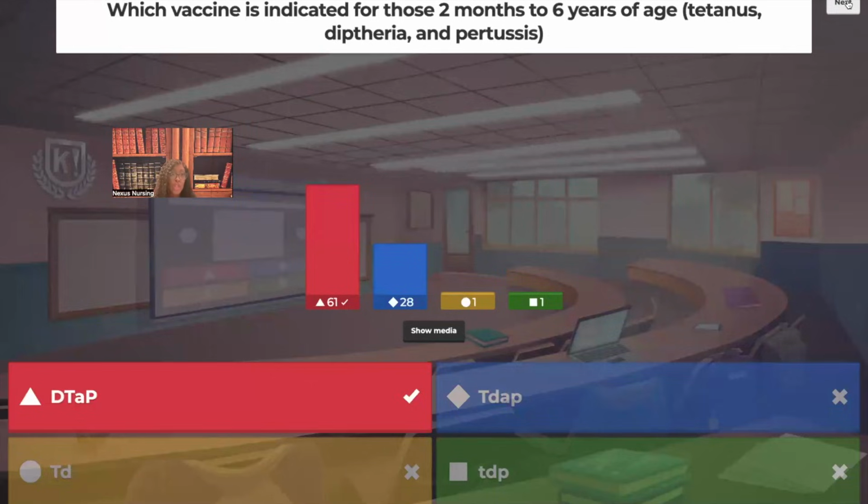All right, guys, 2 months to 6 years of age is going to be your DTaP: capital D, capital T, small a, capital P. That is the one for the pediatric patients that are 2 months to 6 years of age. Okay? All right, let's do the next one.